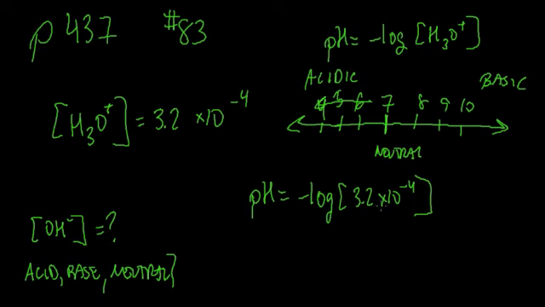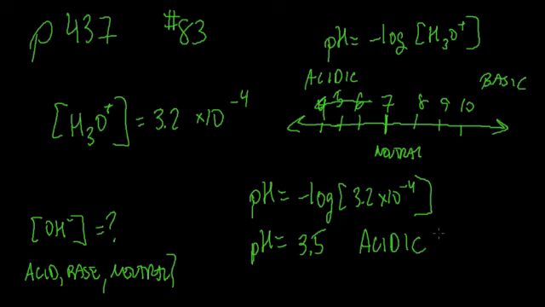So if you put 3.2 times 10 to the minus 4, you hit the log and then you negate that, you're going to see the pH is 3.49. So 3.5, 2 sig figs here, so pH is 3.5. Now, let's go to the last question. Is this acidic, basic, or neutral? Well, if neutral is 7, and 3.5 is less than 7, this is going to be acidic.